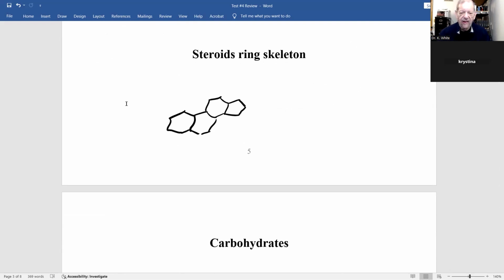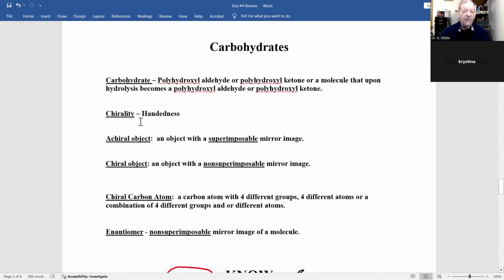Now, non-saponifiable lipids are the steroids. And you should know how to draw this general steroid structure: 6, 6, 6, 5. All your steroids, your hormones, have that structure. All right, let's move on to carbohydrates.